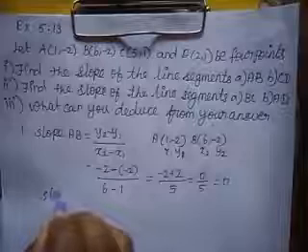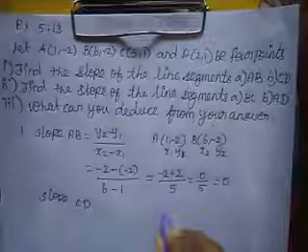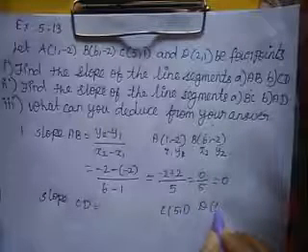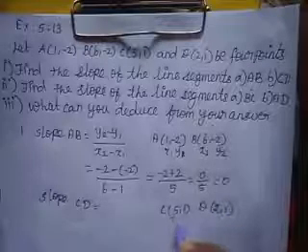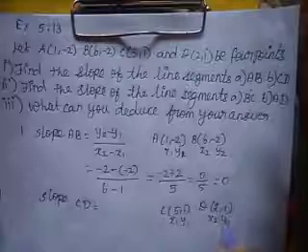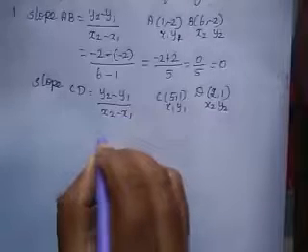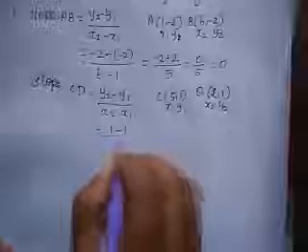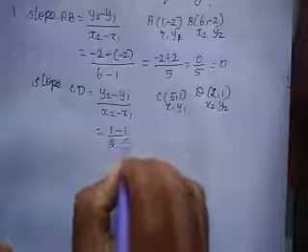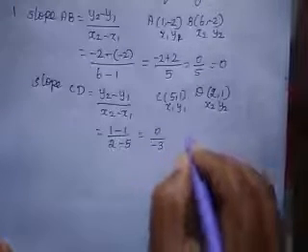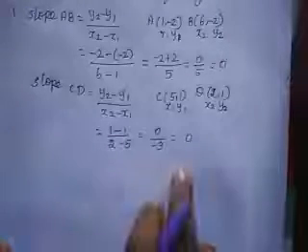Next is slope of CD. The points are C is (5, 1) and D is (2, 1). This is x1, y1, x2, y2. Slope of CD is equal to y2 minus y1 by x2 minus x1. Here y2 is 1, y1 also 1, x2 is 2, x1 is 5. 1 minus 1 is 0 by 2 minus 5 is -3. So 0 by anything is 0. So slope of CD is also 0.